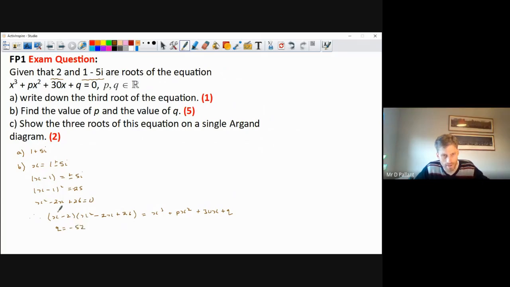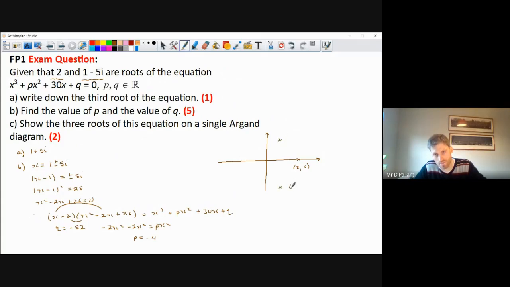And if I compare the quadratic terms, I've got minus 2x squared, and I've also got minus 2x squared. And that's equal to px squared. And so p must be equal to minus 4. And then part C, on an Argand diagram, I've got the solution of 2, x is 2, y is 0, and I've also got 1 plus or minus 5i, so I've got 1, minus 5 and 1, 5 there. Good, right, that's question number 1.